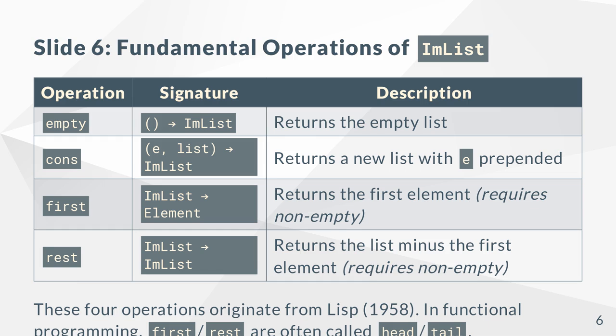ImList has four fundamental operations. Empty takes no arguments and returns the empty list. Cons takes an element and a list and returns a new list with the element prepended to the front. First takes a non-empty ImList and returns its first element. Rest takes a non-empty ImList and returns the list minus the first element. These four operations originate from Lisp in 1958. In functional programming, first and rest are often called head and tail.